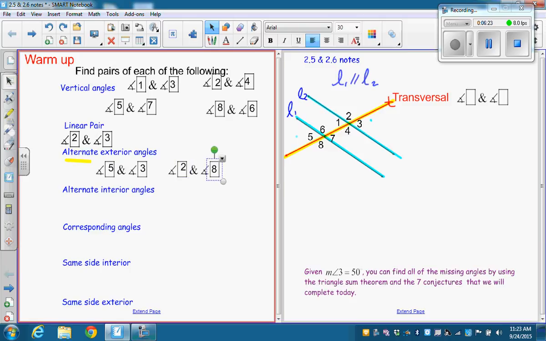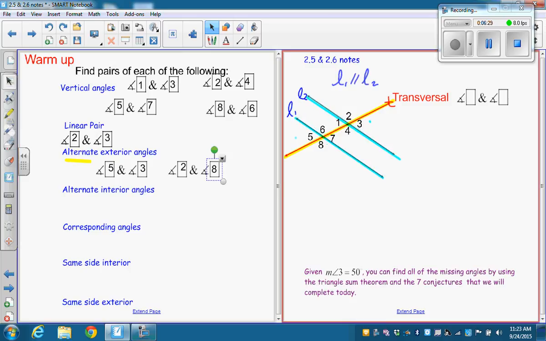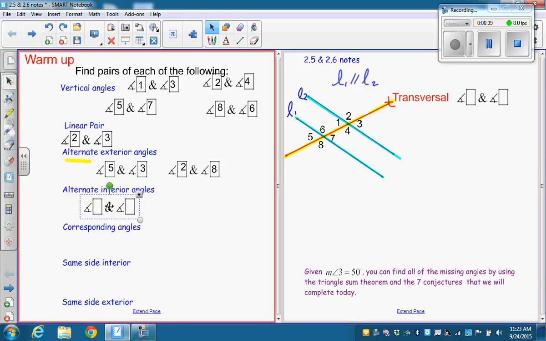So if alternate exterior angles are on alternate sides of the transversal but outside of the blue, the alternate interior would be on alternate sides of the transversal interior to the blue. Which were what? Were they, Josh? 1 and 7 and 6 and 4. Okay. And then I saw some questions. So let's put that down. 1 and 7, 6 and 4.